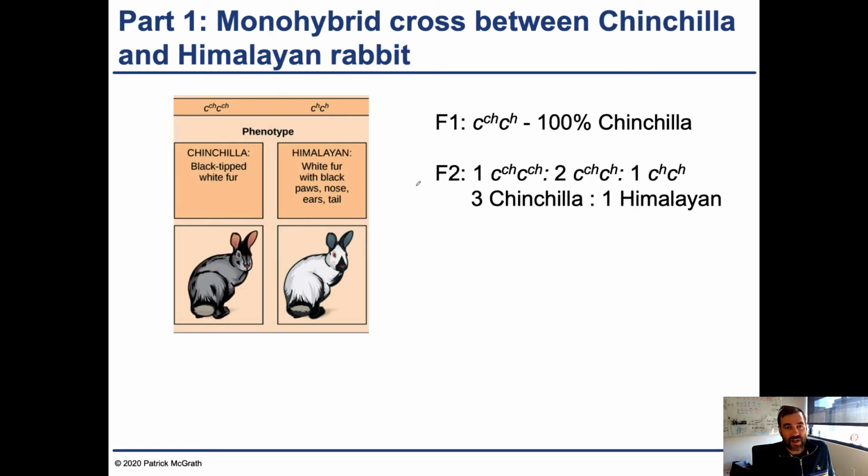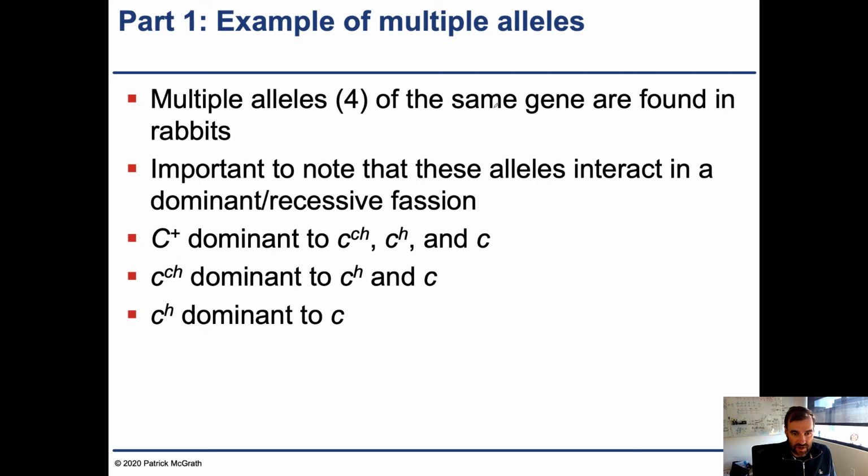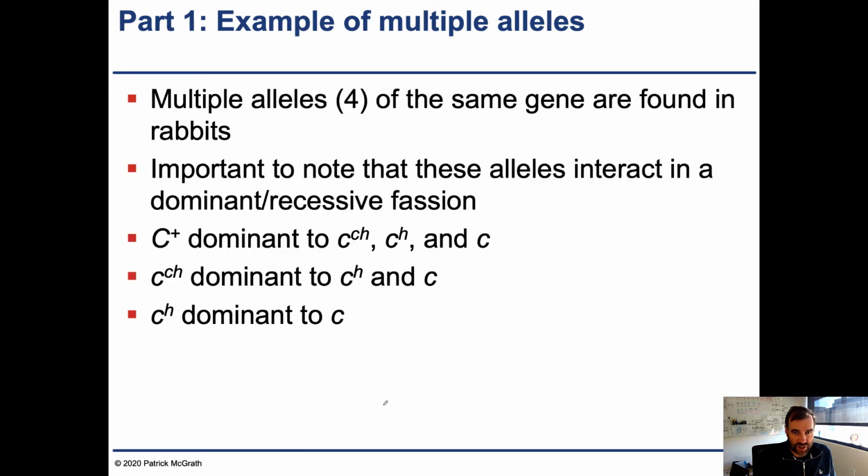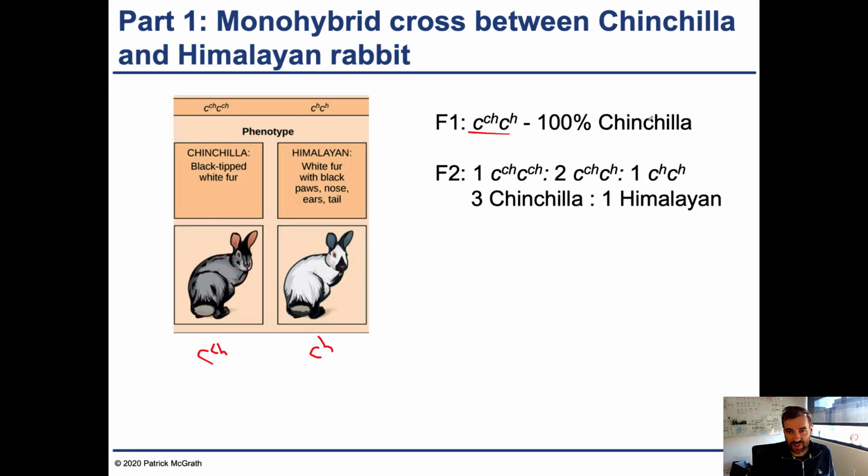So let's do a quick example of a monohybrid cross. What happens if we cross a pure breeding chinchilla to a pure breeding Himalayan rabbit? So we cross these two rabbits together. This one can only produce one gamete, the chinchilla allele, and all of the gametes from this individual are Himalayan. So the F1 would be a heterozygote. If we go back to here, we notice that this individual right here is a chinchilla rabbit. So all of the F1s are chinchilla.